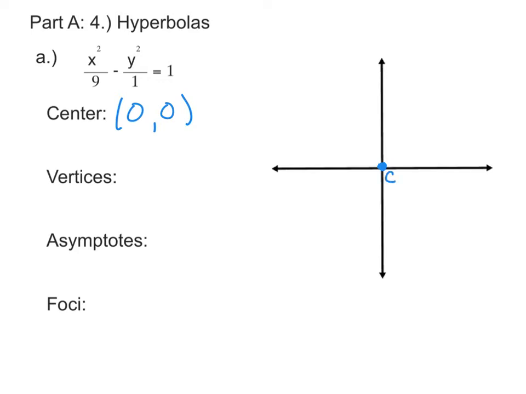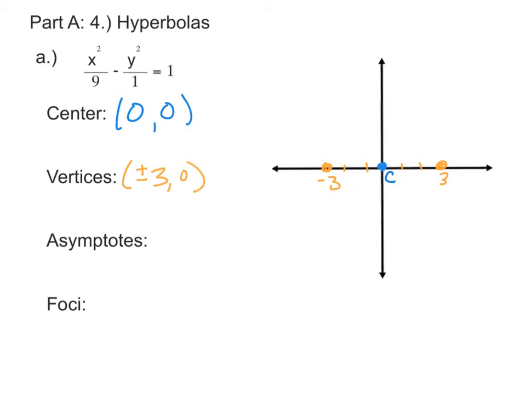Next, to find the vertices, that's going to come from the first fraction. And since this fraction is x squared over 9, that means we're going to go square root of 9, or 3, units in the x direction. So 1, 2, 3, and 1, 2, 3. This is where my two vertices are going to be. So those two vertices are at plus or minus 3, 0.